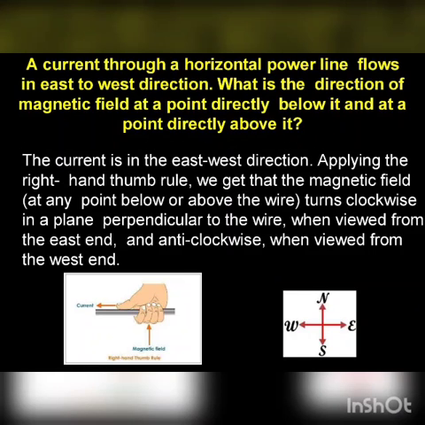A current through a horizontal power line flows in the direction of east to west. What is the direction of the magnetic field at the point directly below it and at a point directly above it? The current is in the east-west direction. Applying the right hand thumb rule, we get that the magnetic field at any point below or above the wire turns clockwise in a plane perpendicular to the wire when viewed from the east end, and anti-clockwise when viewed from the west end.